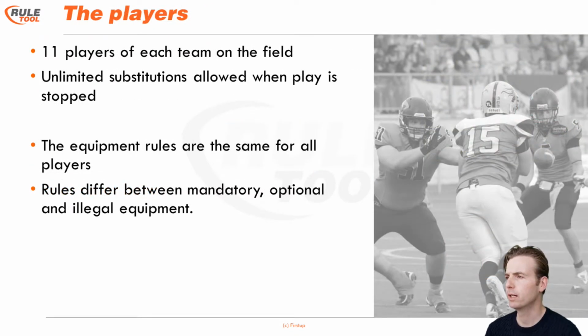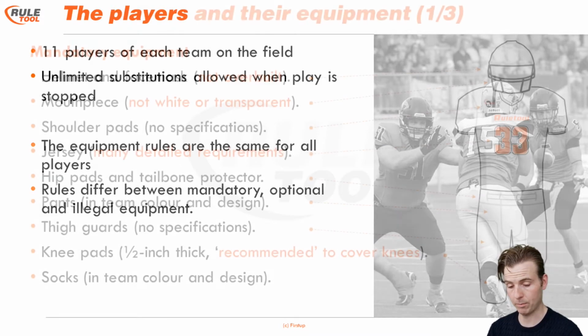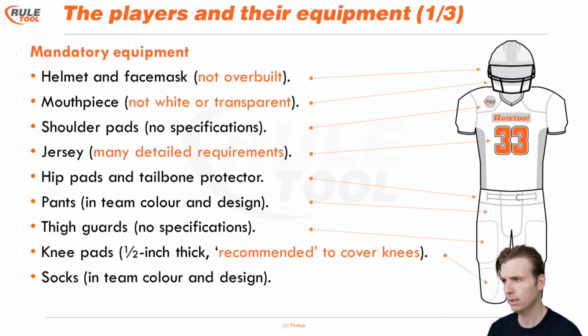Next slide is related to the players. There are 11 players of each team on the field at one time. Unlimited substitutions are allowed when the play is stopped, so on dead ball. We're going to cover the equipment rules next. The equipment rules are the same for all players, and the rules differ between mandatory, optional and illegal equipment. So we're going to cover that now.